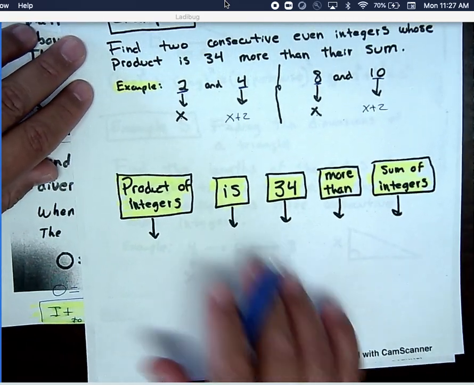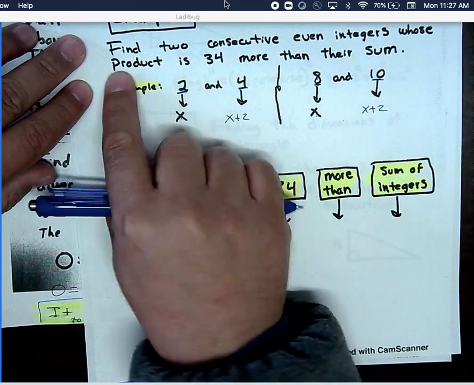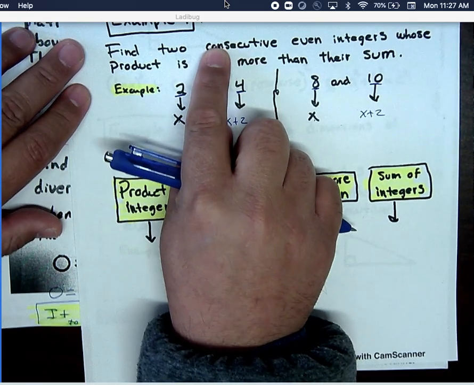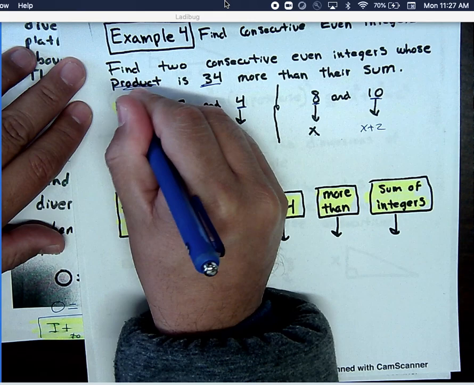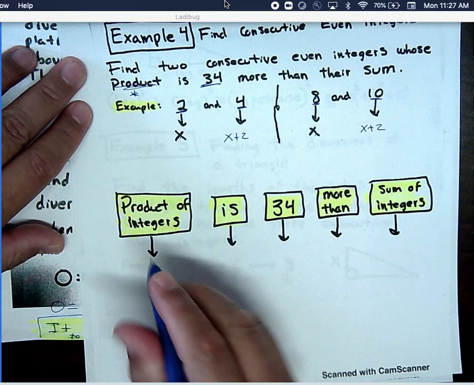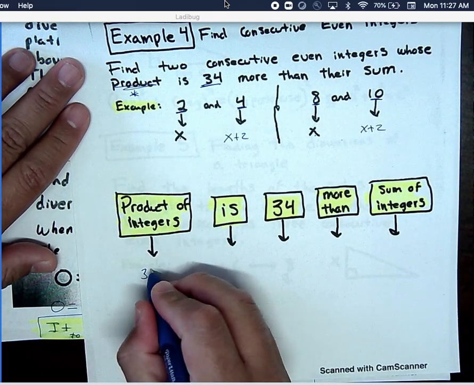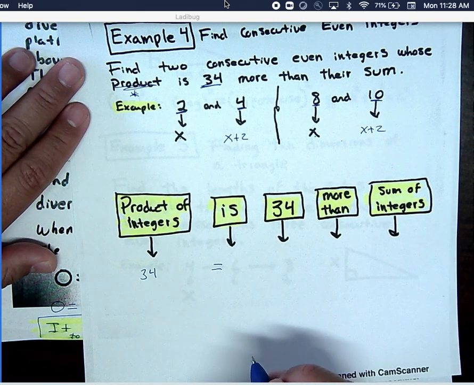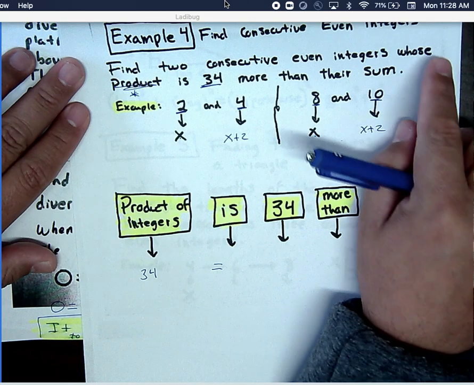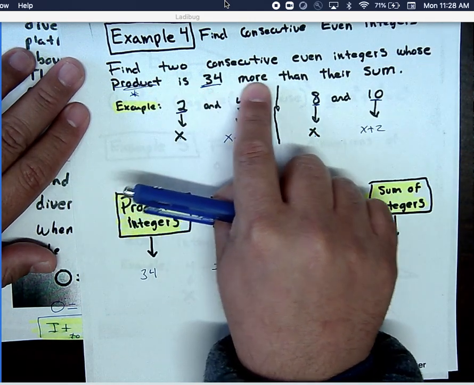Now, find two consecutive even integers whose product is 34. They give you something specific here, the product, which is multiplication. And then there's an equal sign. And then what does it say? Whose product is 34 more than their sum.